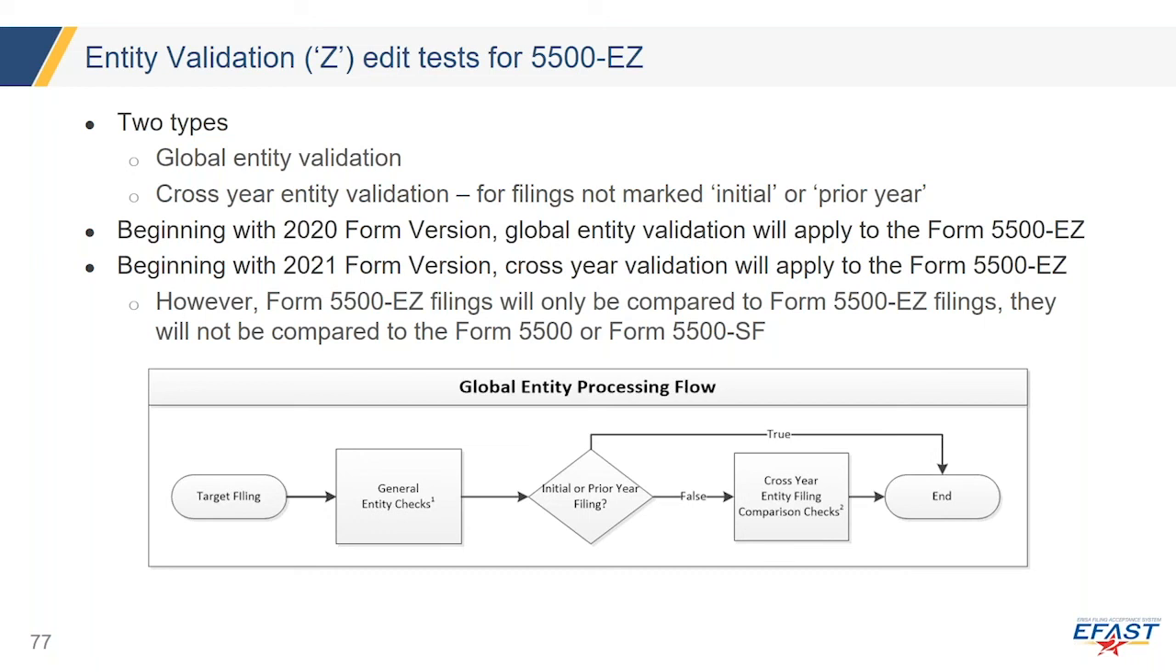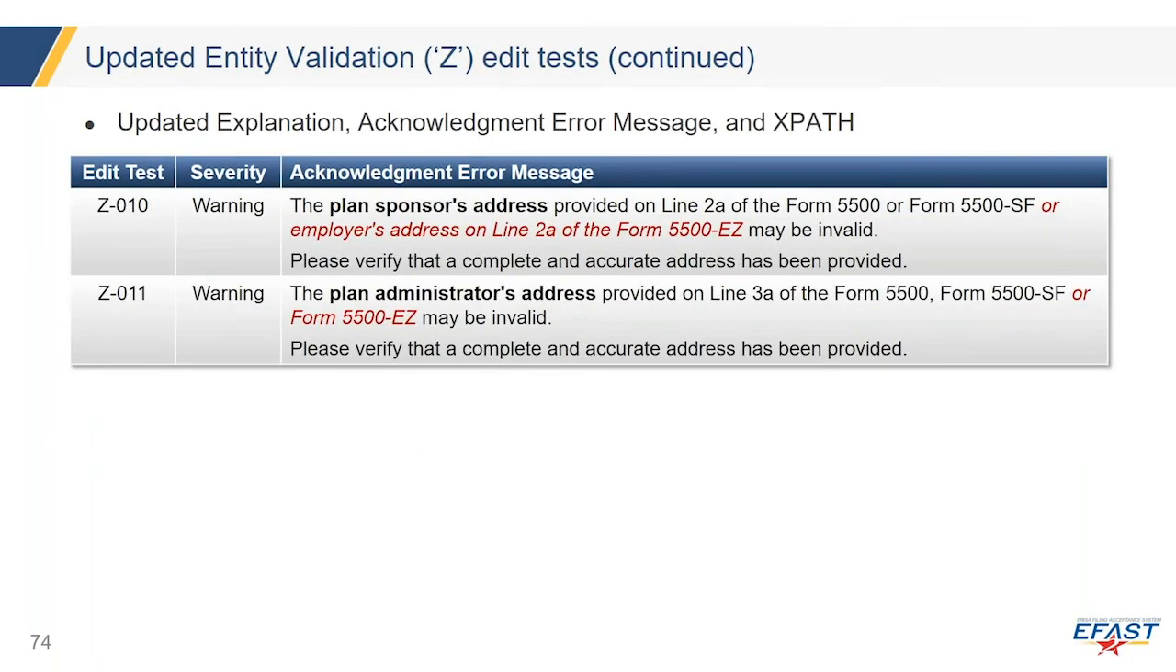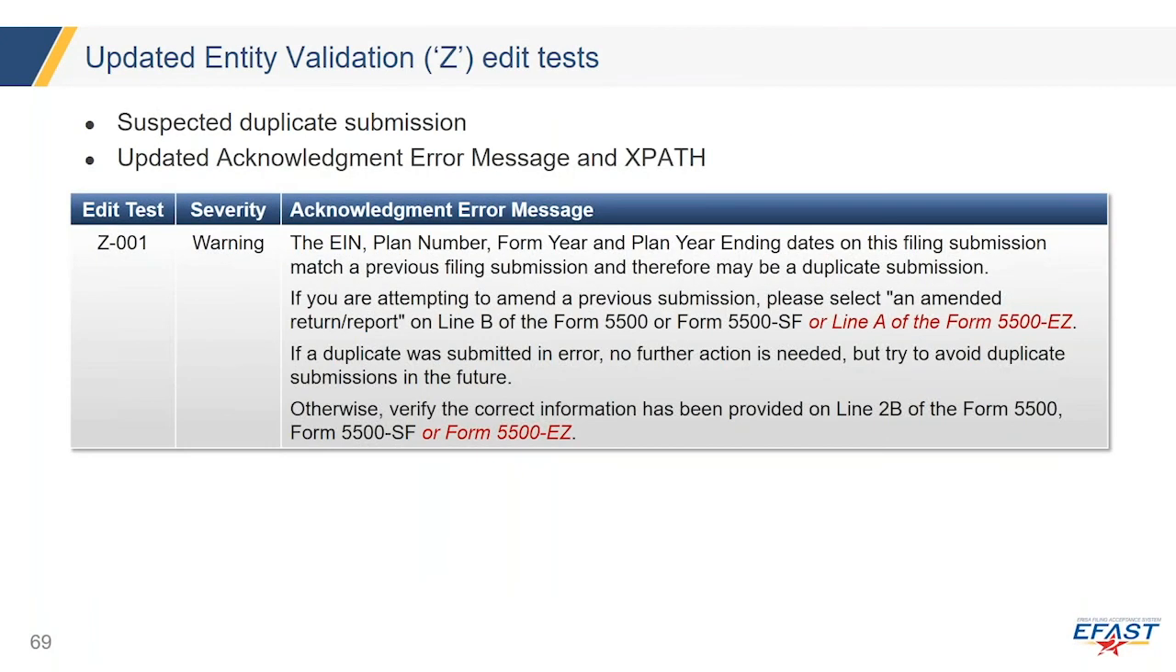So I'm going to jump back to my original slide. Sorry. So the first series of entity edits, Z001, is a warning that the information on the plan filing has matched one that has already been submitted, and it may therefore be a duplicate submission. So this is one that will be enabled this year because we're checking for filings in the current year to make sure that you have not accidentally submitted a duplicate filing.